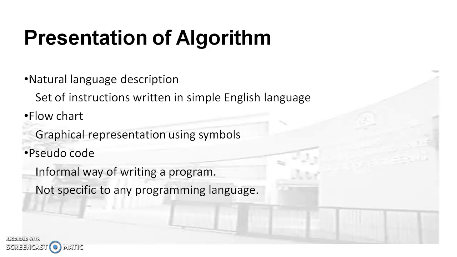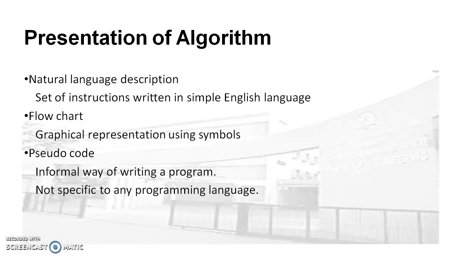There is an alternative way of representing an algorithm which is very close to your computer program, and you call it pseudocode. Pseudo means it is not real code. It is not specific to any particular programming language. It's an informal way of writing code. It also has some conventions to be followed. So the programming constructs which are observed in any program are also present in your pseudocode.